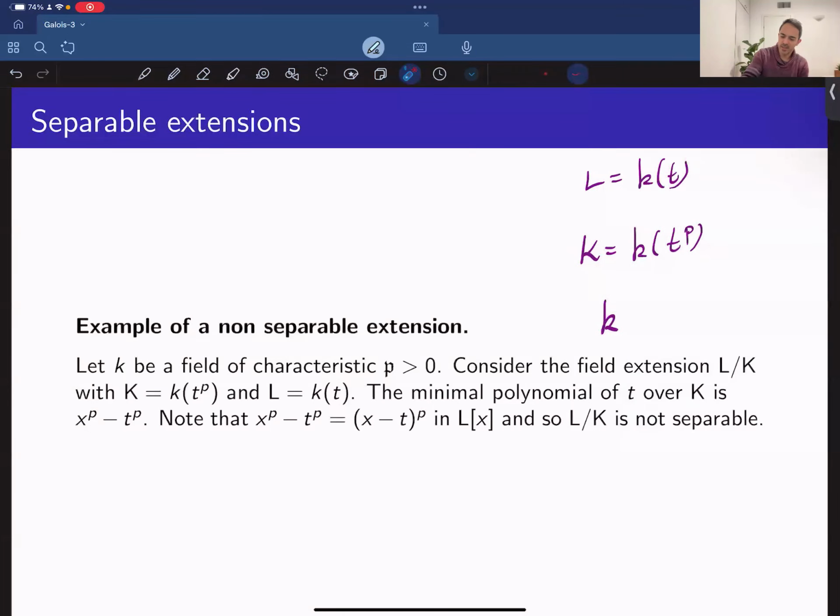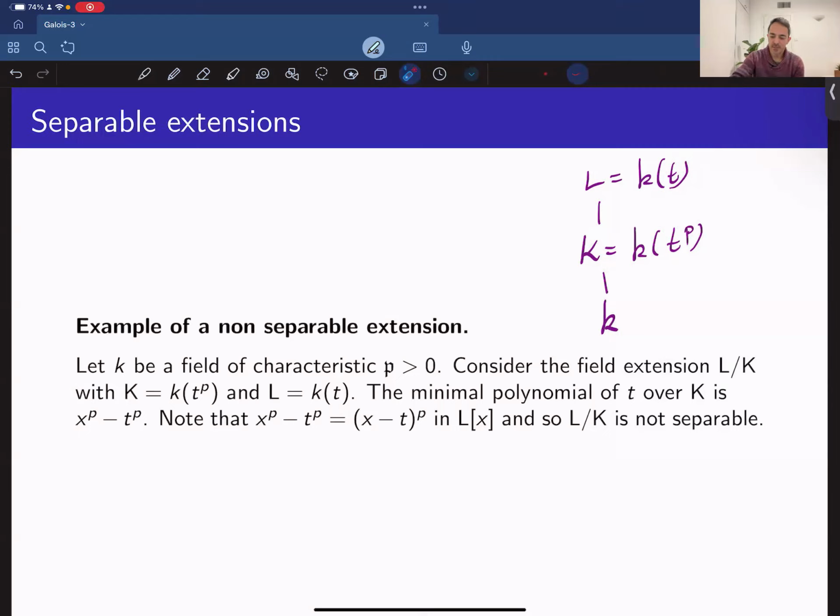More precisely, I'm going to start with L. I'm going to consider the rational function field in T over k, and then capital K is k adjoining not T, but T to the p. So this is a field extension of that, and that's a field extension of that. And these are infinite fields of characteristic p.